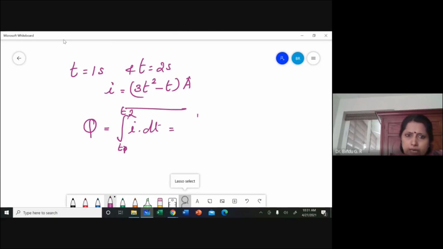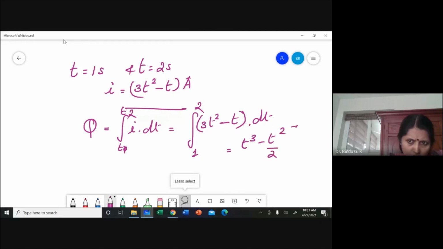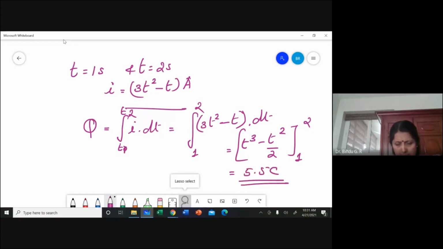Which is equal to the integral of 3t squared minus t between the limits 1 and 2, dt. You do this and you will get t cubed minus t squared by 2 within the limits 1 and 2, and on substitution you will get it as 5.5 coulomb. This is very easy. The only thing is you have to remember these equations.